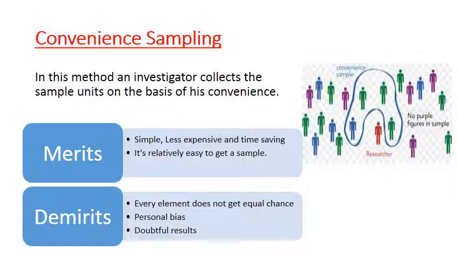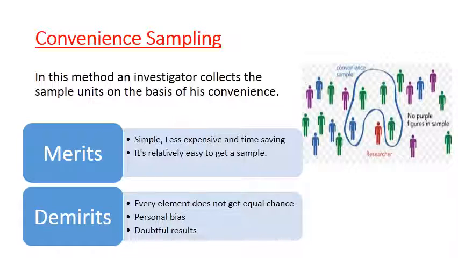The last method is convenience sampling, and in this method an investigator collects the sample units on the basis of his convenience. You can see the example is given there. So if this is the population, and when we talk about sample selection, in this case the investigator selects the elements from the population on the basis of his convenience.